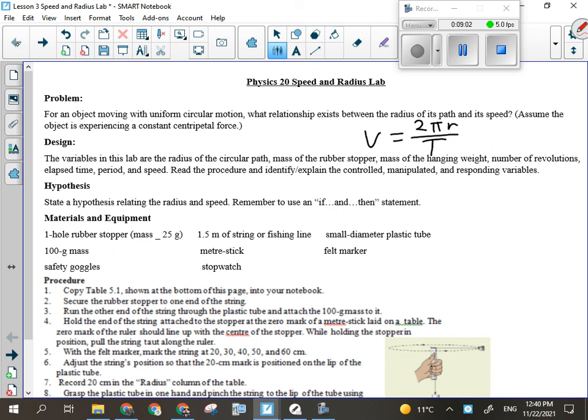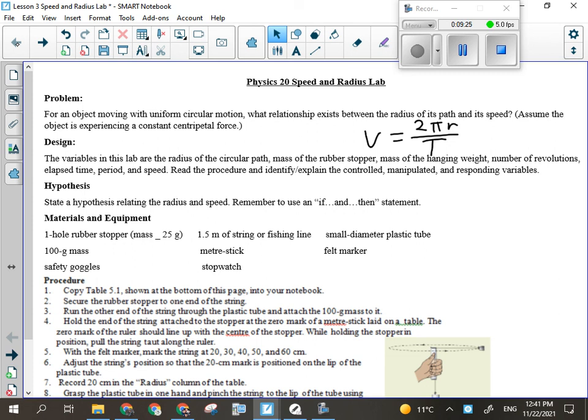Now some tips for doing this lab. Pick a part of the room that's not close to stuff, like the wall. I inevitably have people that want to put their back to the wall, and then when they get to this point, they start getting really bad data because they keep hitting the wall.